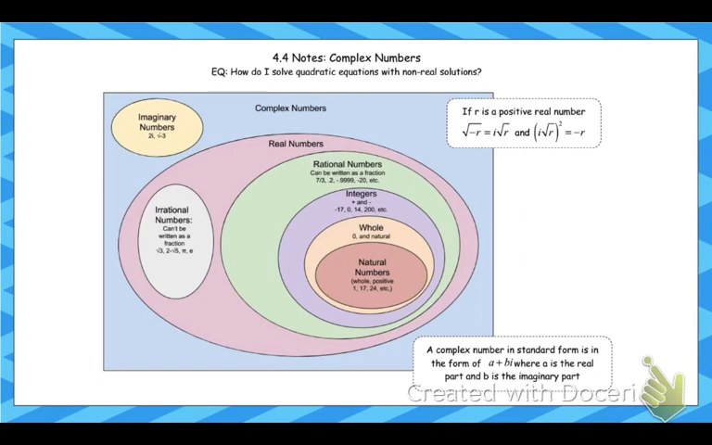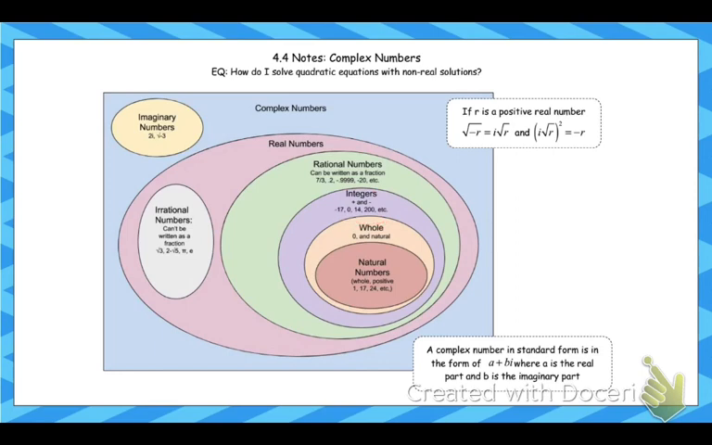So if you look at the inside-most circle here, you have natural numbers. So that is the smallest number set. Those are whole positive numbers like 1, 27, 300. Then from natural numbers, we move to whole numbers, which is very similar, but we also include 0. Then the larger set from there is integers. So integers are still whole numbers, but they're both positive and negative.